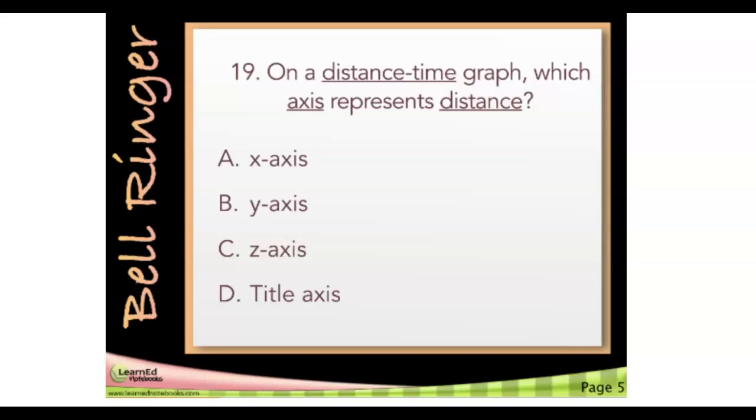Now please, in your LearnEd notebook, turn to bell ringer 19. This is on page 5. On a distance time graph, which axis represents distance? You may not know this. We will be going over it very soon. So the y-axis will represent distance. And I hope no one said z-axis since we studied this in math.